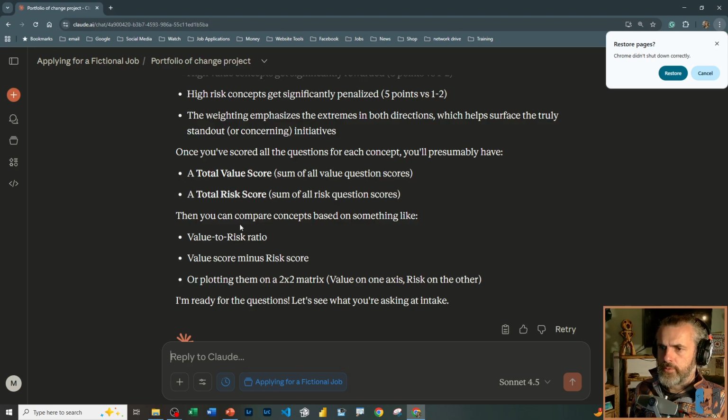Then you can compare the concept in a value to risk ratio, value score minus risk score, and plot them on a 2x2 matrix. That's what we're going to be doing, the 2x2 matrix. Or 3x3. I think it would be 3. You got it, Claude. I do think the prioritization matrix will be 3x3 though.